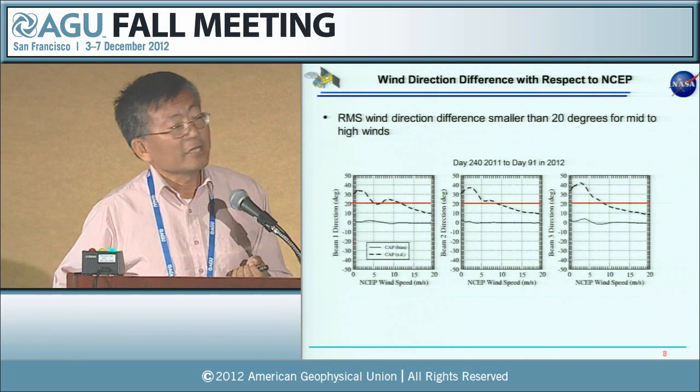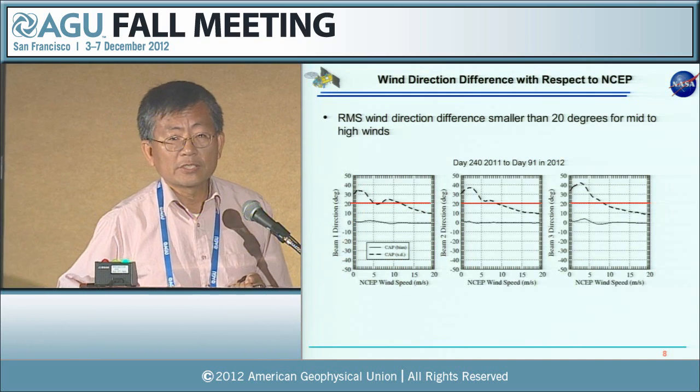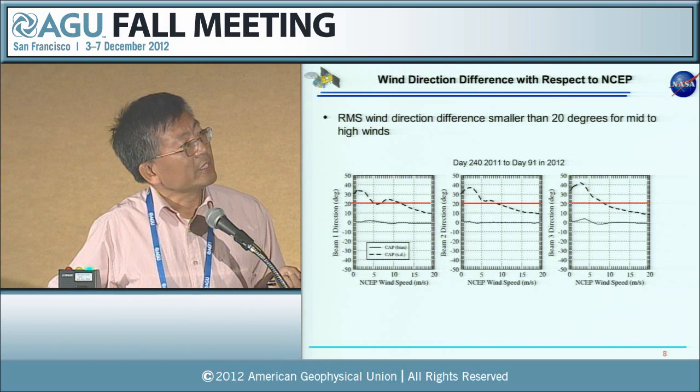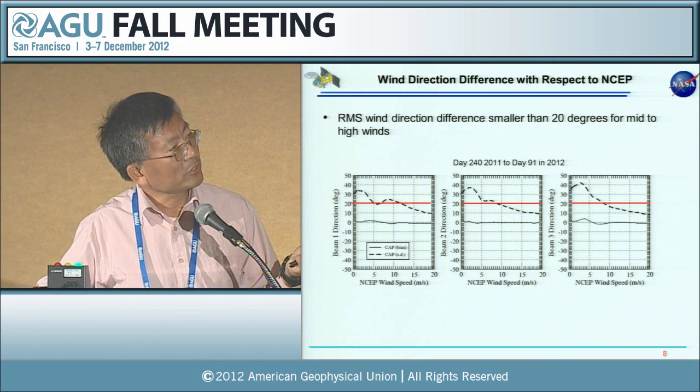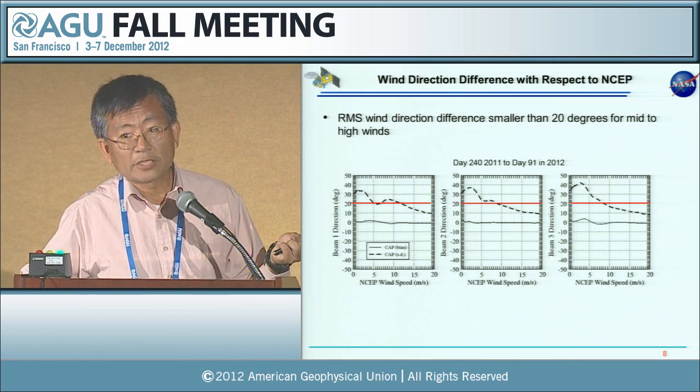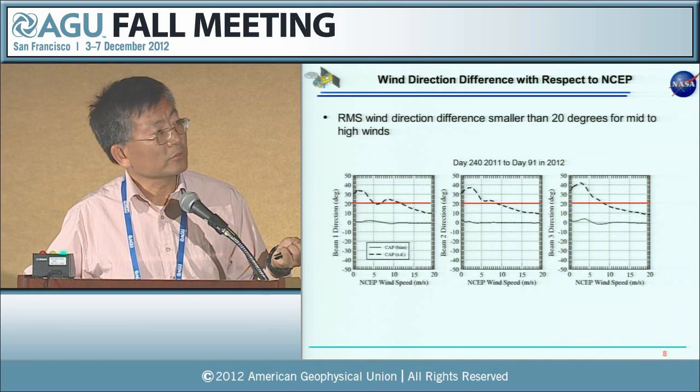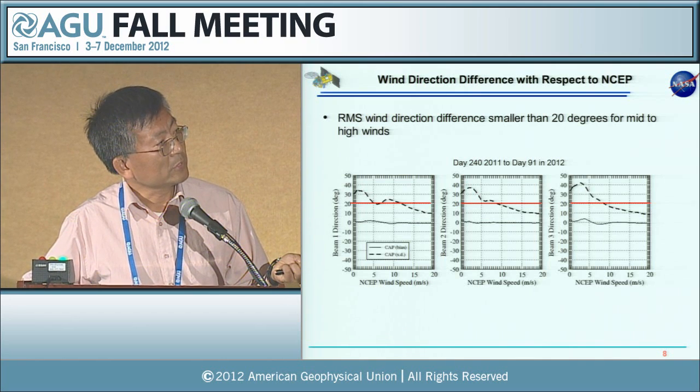Okay. And I told you earlier, we can also get the wind direction retrieval. And so this is what we have done. We compare the wind direction retrieval, in terms of standard deviation, with respect to the NSCAT wind direction versus NSCAT wind speed.